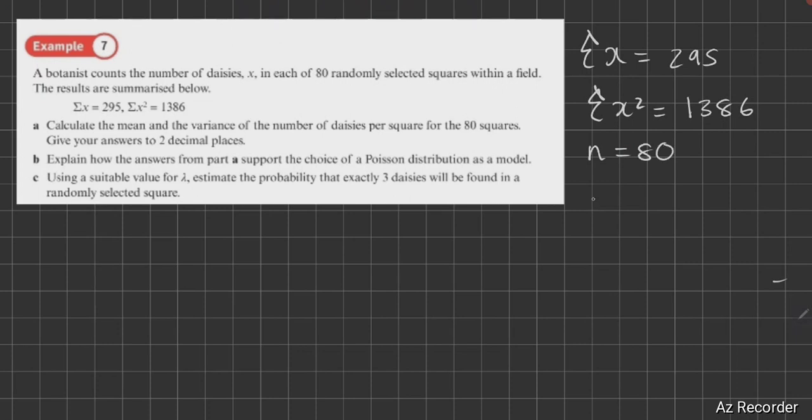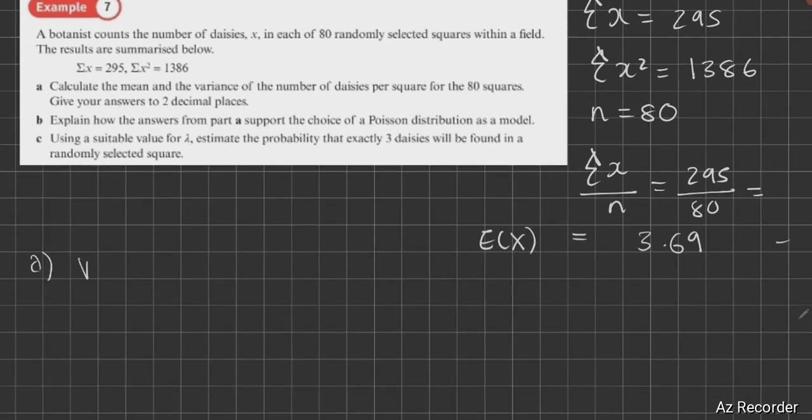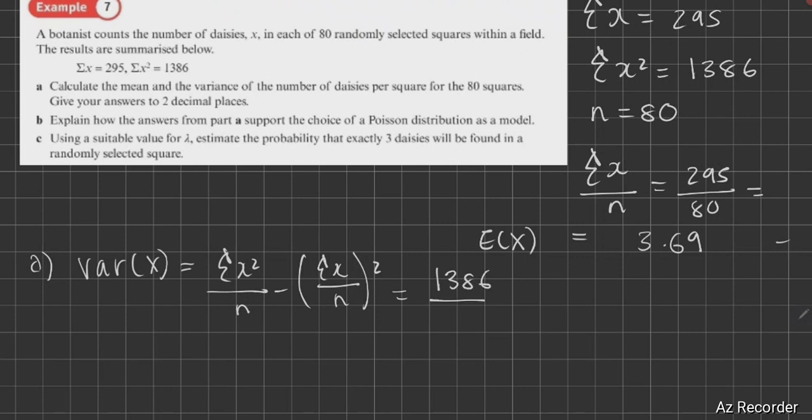So to calculate the mean, we want the sum of x over n, which is 295 over 80. And if we put this into our calculator, we get 3.69 to 2 decimal places. This is equal to the mean, so E(X). And so for the variance of x, well, the formula for the variance is the sum of x squared over n minus the sum of x over n all squared, which would be equal to 1386 over 80 minus 295 over 80 squared, and this is equal to 3.73.